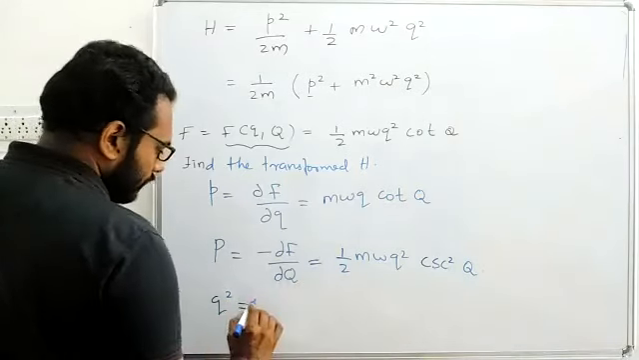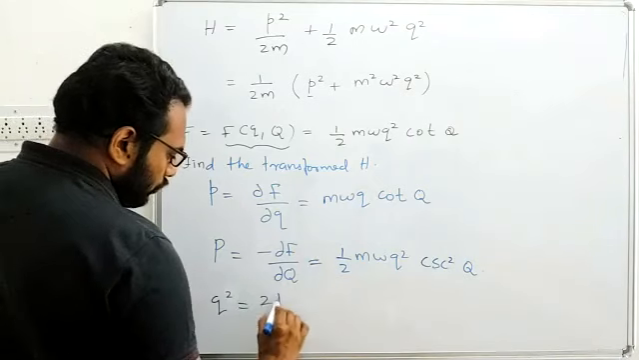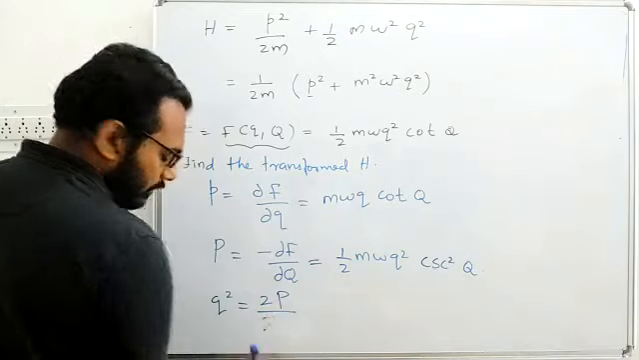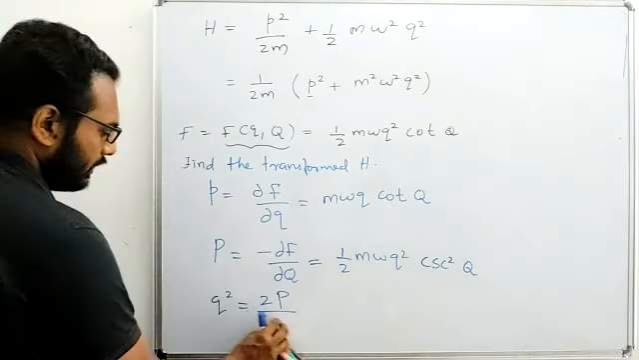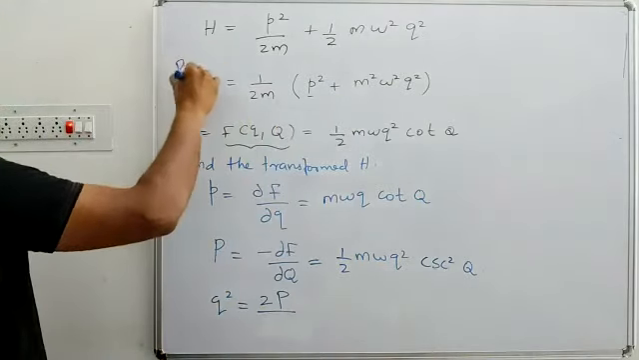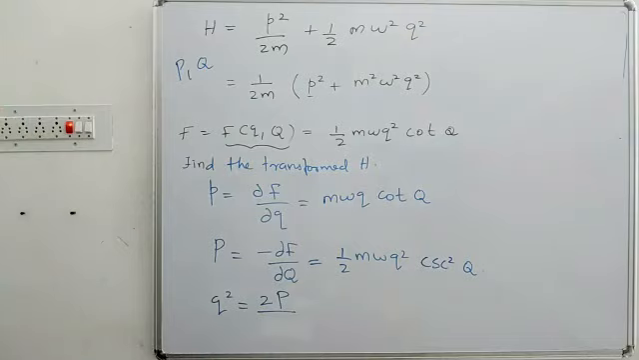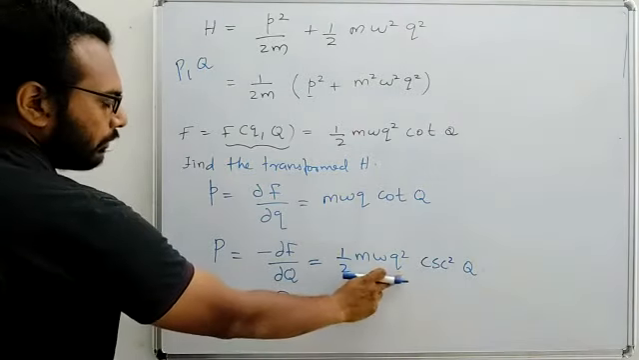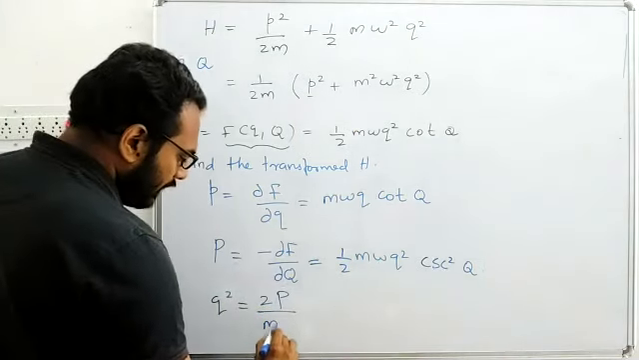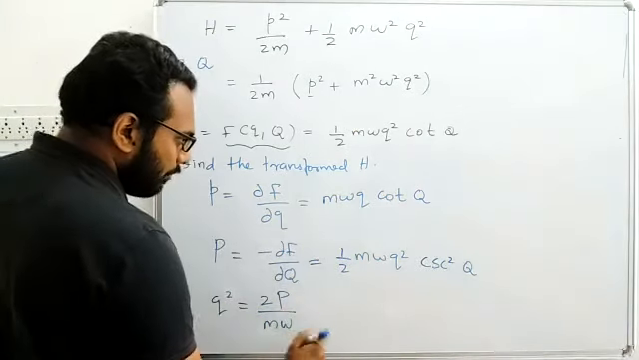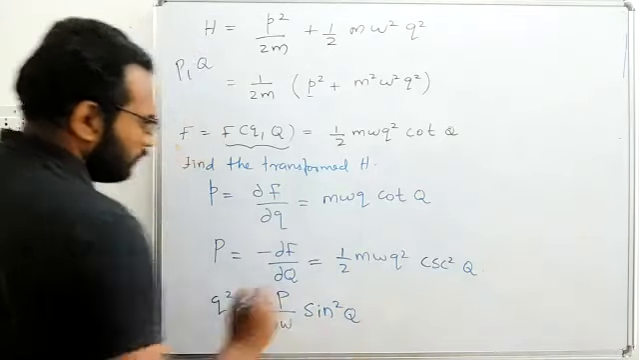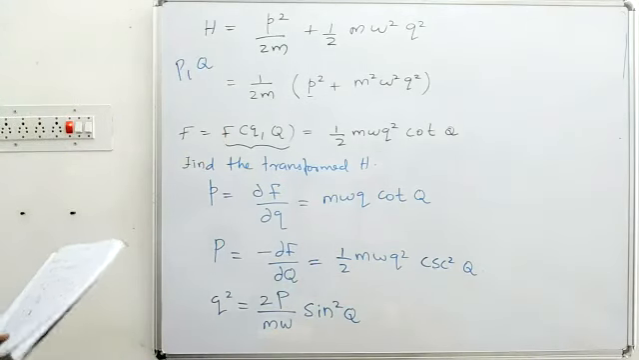So that's equal to 2P divided by, all right, you need small q in terms of capital P. In our new Hamiltonian, you will have only capital P and capital Q. All right, that's the idea that we are following. So here we can solve for q squared immediately. q squared is equal to 2P divided by mω, and coming this side, this becomes sine squared Q. All right, sine squared Q.